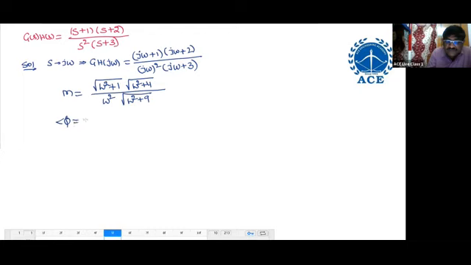Phase: minus 180 plus tan inverse ω, plus tan inverse ω/2, minus tan inverse ω/3.